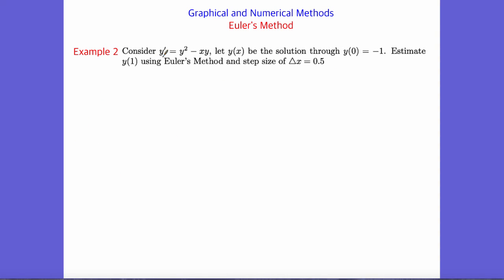Consider y prime is equal to y squared minus xy. Let y of x be the solution through y of 0 equals -1. Estimate y of 1 using Euler's method, and a step size of delta x is going to be 0.5.